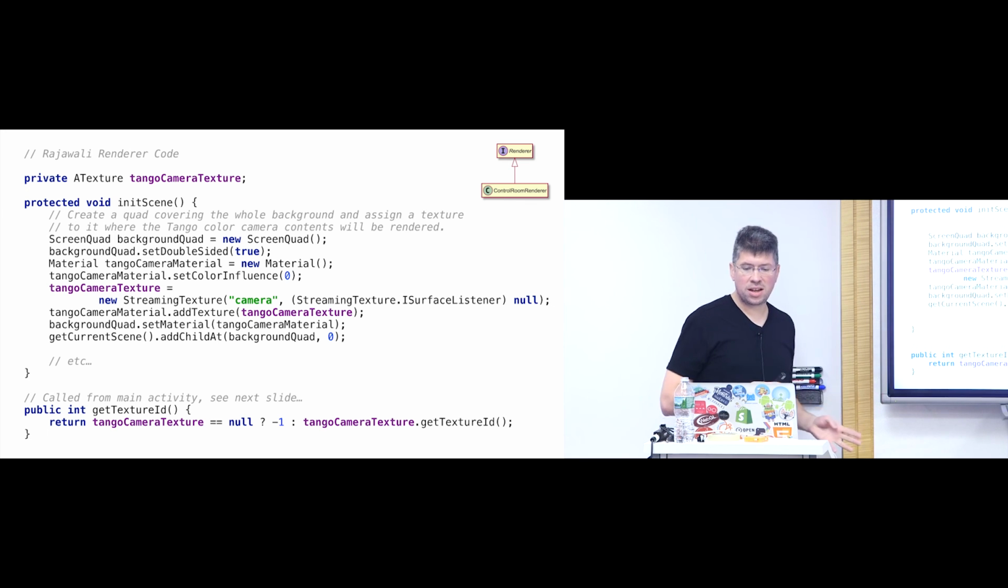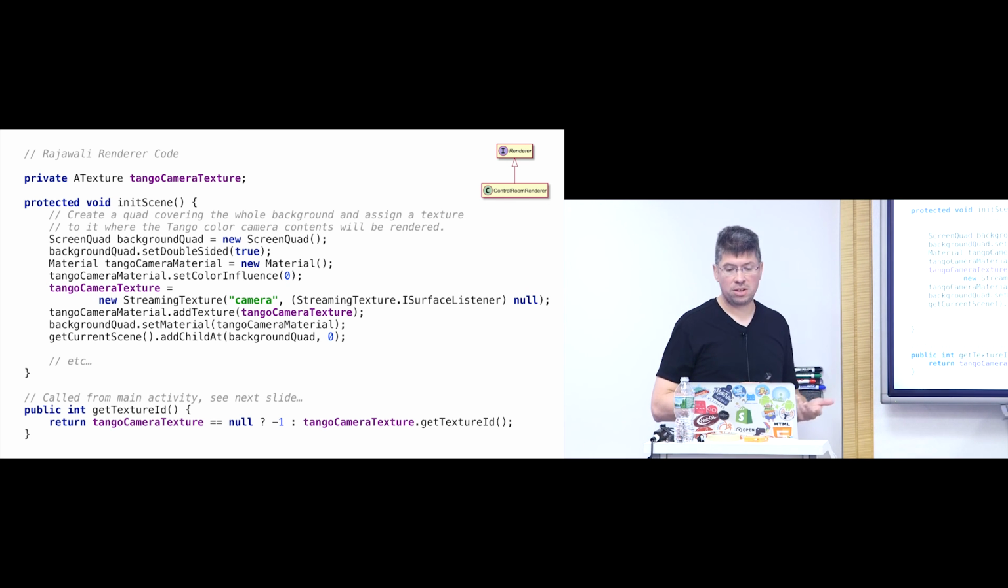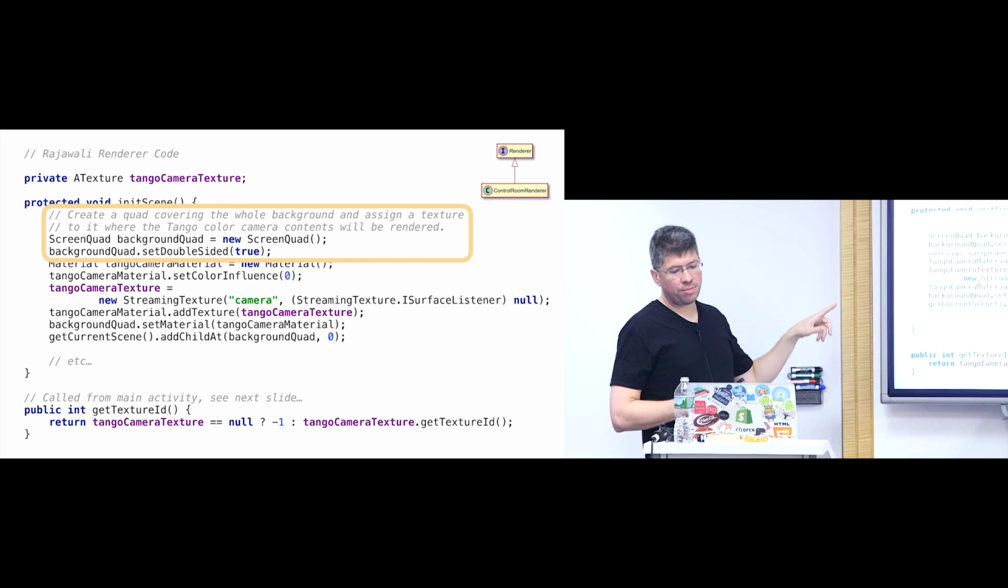So on the renderer side of things, this is what you need to display the video feed. This is the Rajawali code, very much like the sample code I was showing at the beginning with the VR example. So a background quad, that's a flat rectangular surface that is going to take up the whole screen.